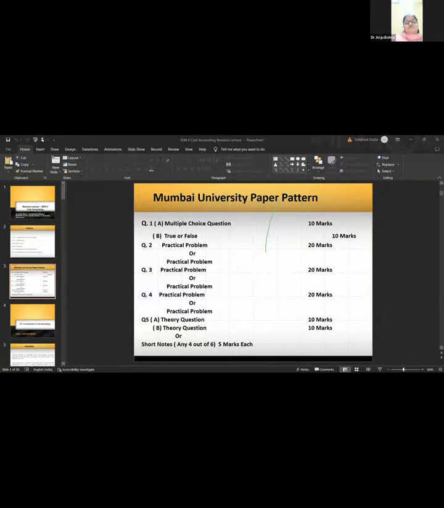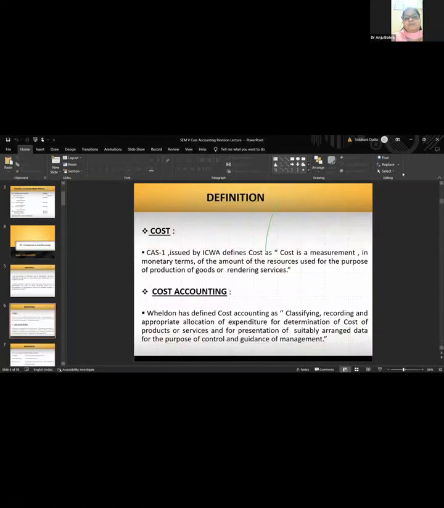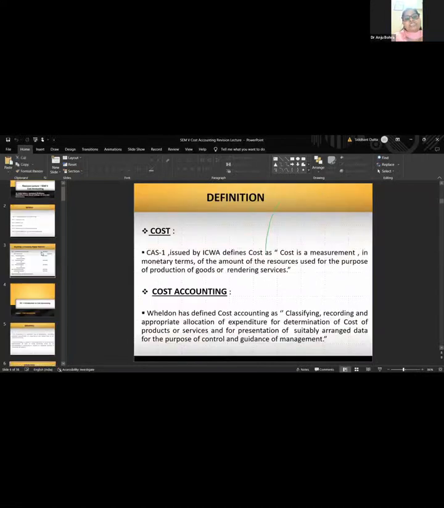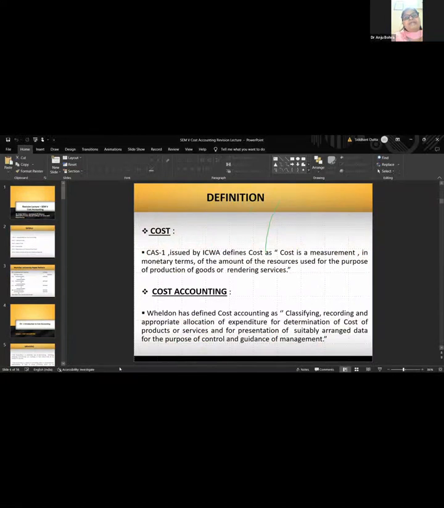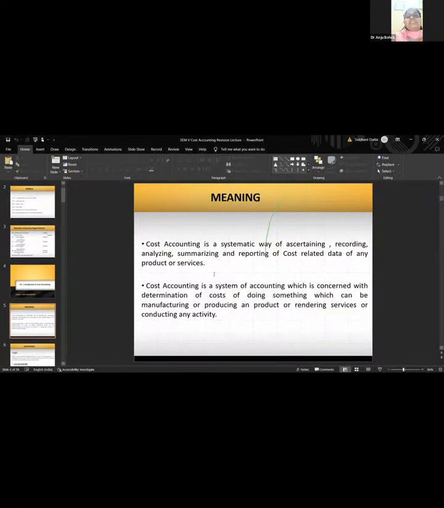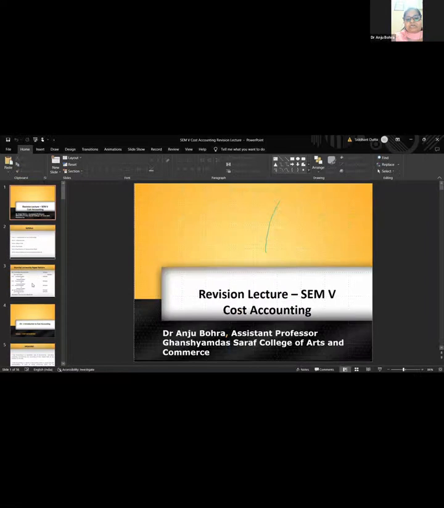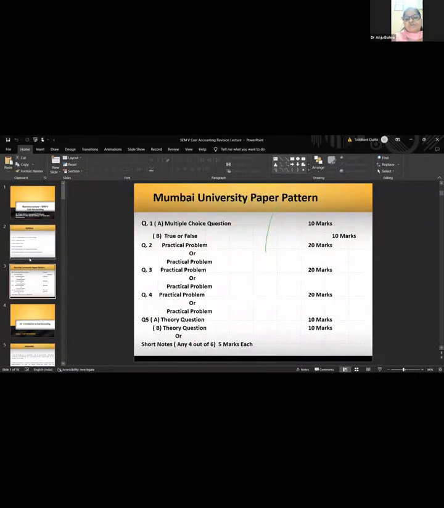Now in the last few years it has been observed that Mumbai University, क्वेश्चन नंबर 2, 3 में बहुत बार 10 मार्क्स के सब क्वेश्चंस भी पूछ लेते हैं. जैसे एक मटेरियल का 10 मार्क्स का क्वेश्चन पूछ लिया, साथ में लेबर का 10 मार्क्स का क्वेश्चन पूछ लिया. तो सब क्वेश्चंस हो सकते हैं if the small questions are there. Otherwise 20 मार्क्स का क्वेश्चन होगा. If a cost sheet is there then entire 20 मार्क्स का क्वेश्चन रहेगा.